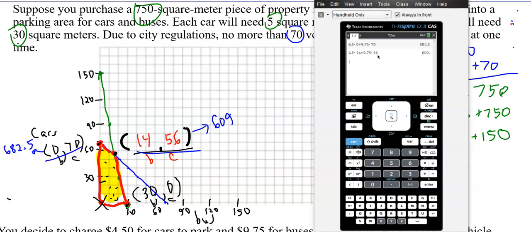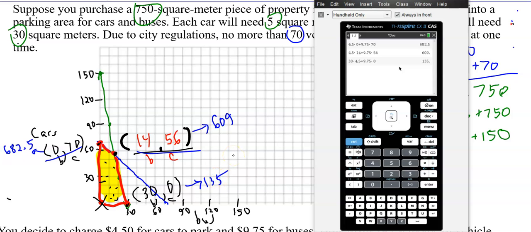Let's check all buses. If we go all buses, maybe that's the best. So 30 times 4.5 plus 9.75 times 0. Wow, I misestimated that. This one would be 135. So the cars are a much better deal.